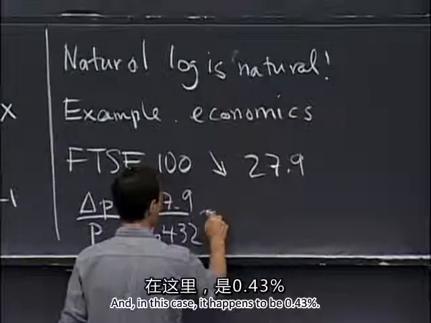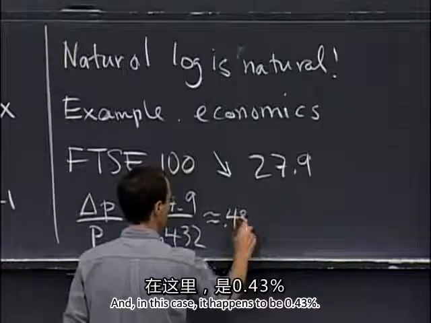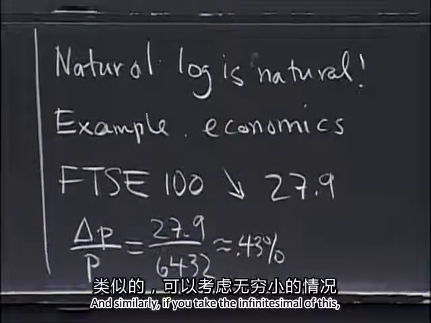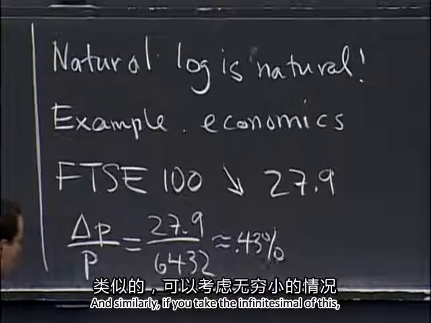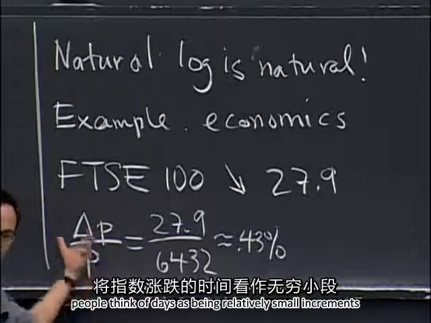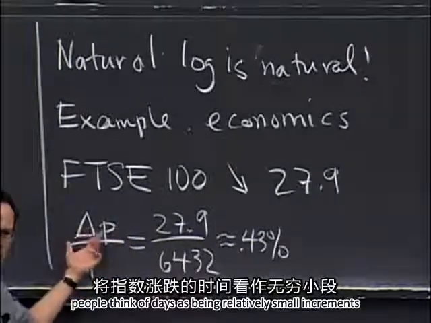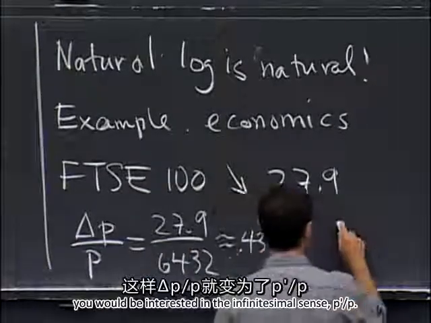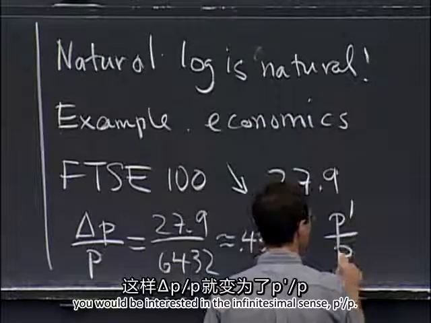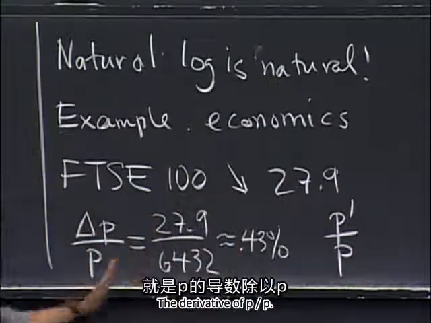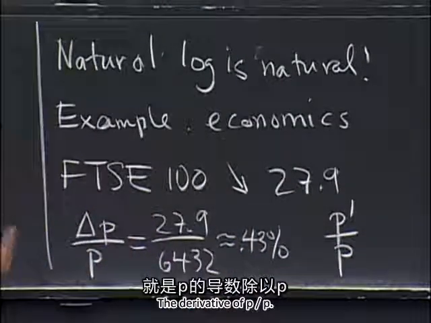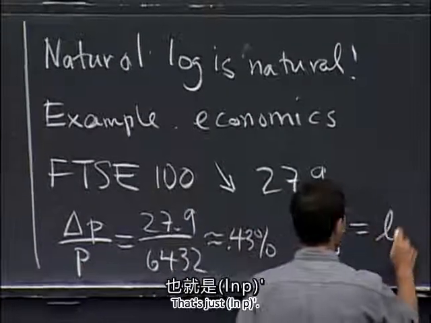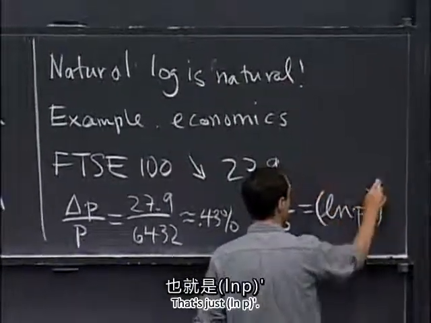And in this case, it happens to be 0.43%. All right, that's what happened today. And similarly, if you take the infinitesimal of this, people think of days as being relatively small increments when you're investing in a stock. You would be interested, in the infinitesimal sense, in p prime over p, the derivative of p divided by p. That's just the natural log prime.